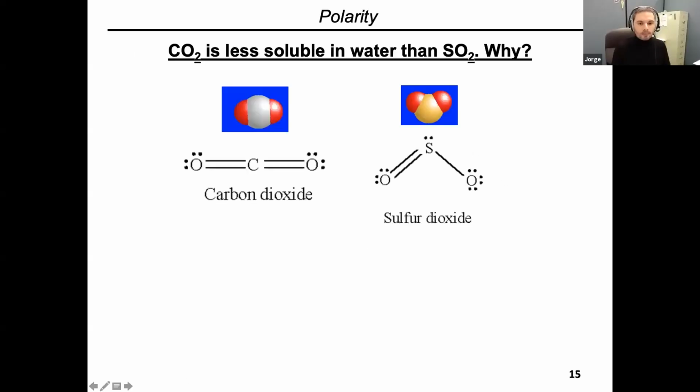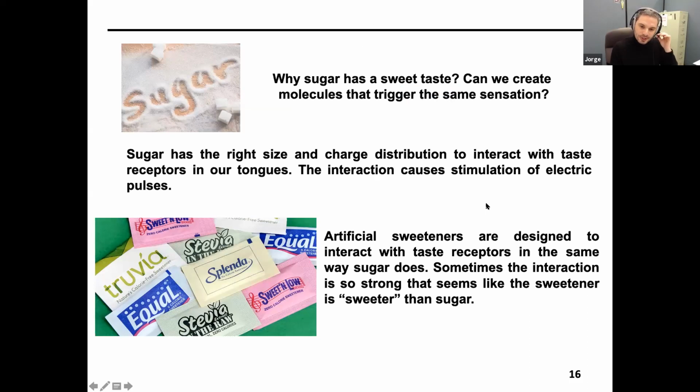Okay, so let me go back to the PowerPoint. All right, so now we can answer some of the questions that I asked you in the beginning. First, the sweet taste of sugar. Sugar has the right size and charge distribution to interact with taste receptors in our tongues. And this interaction causes stimulation of electric pulses that will give you the sweet taste sensation. So the molecule has the right size and charge distribution to interact with these receptors.